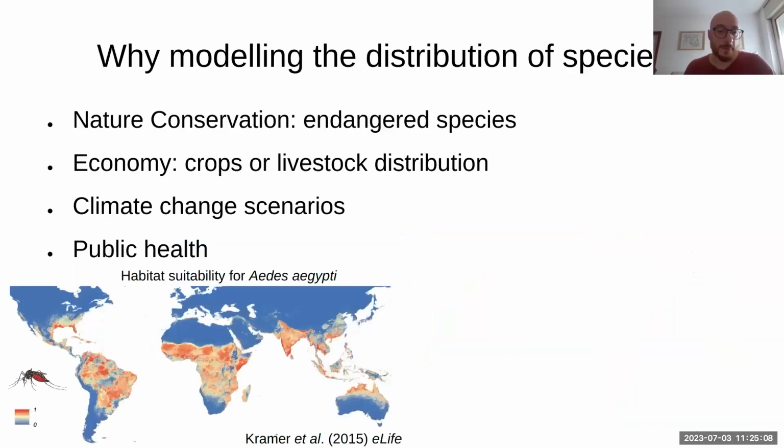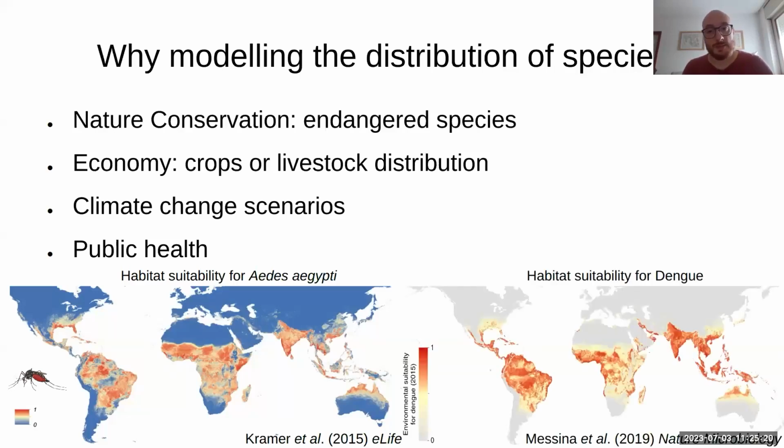concentration pathways. Or for public health, we might want to understand how a given species is distributed or might be distributed to inform then epidemiological models about the possibility and the chance of having an outbreak. As in this case, on the left, we have a map showing the habitat suitability for Aedes aegypti, the yellow fever mosquito, and this information is used to inform a model for mapping the habitat suitability for dengue on the right side of the slide.